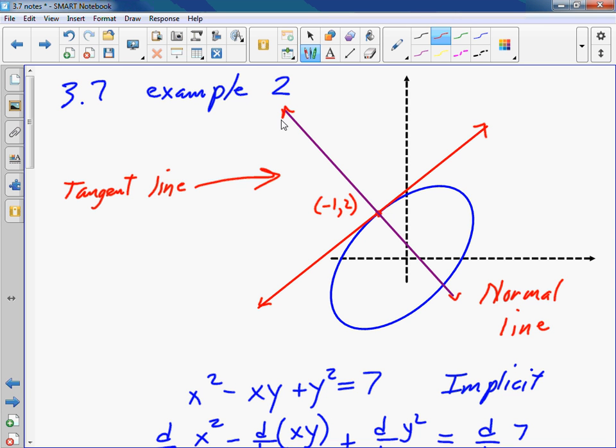And we have the equation of the line that is normal to the ellipse x squared minus xy plus y squared equals 7 at the point negative 1, 2. And that was y equals 4/5 x plus 14/5. And over here, y equals negative 5/4 x plus 3/4.